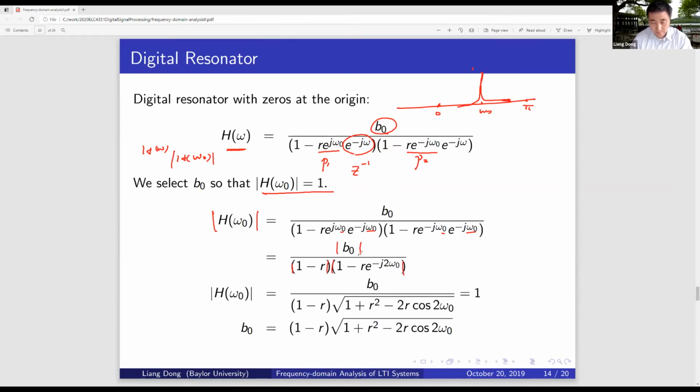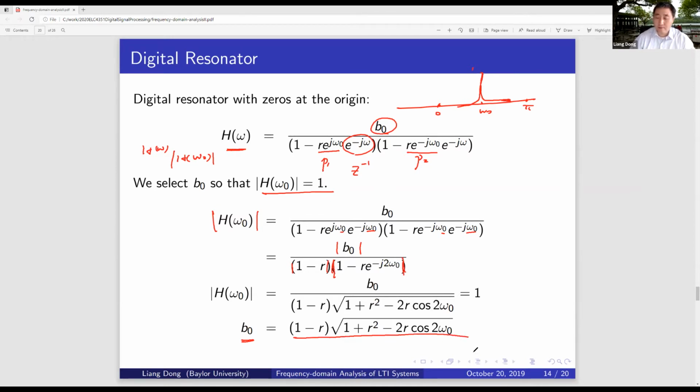B is a constant. It's a real coefficient constant, so it still has a B0. R is a real number, so 1 subtract R is here. And then the absolute value of this term will give me the square root of 1 plus R squared, subtract 2R cosine 2 omega 0. Then make this equal to 1, and I can find this coefficient B0, which is easy to derive. The B0 is given in this form.